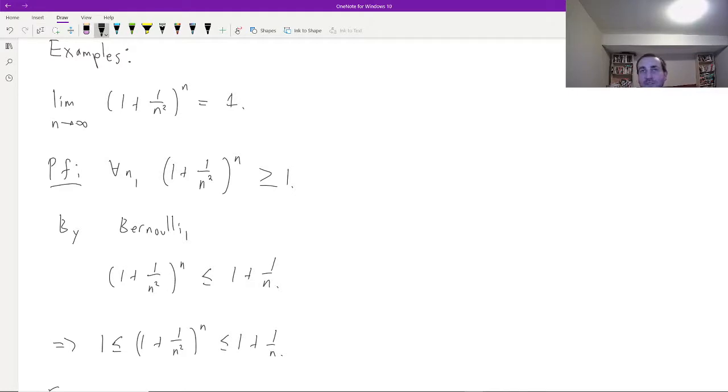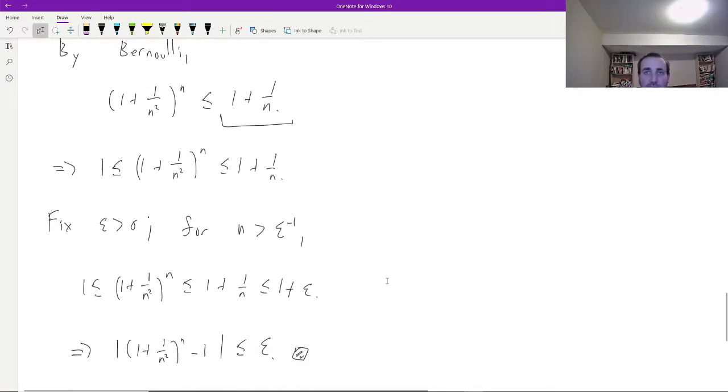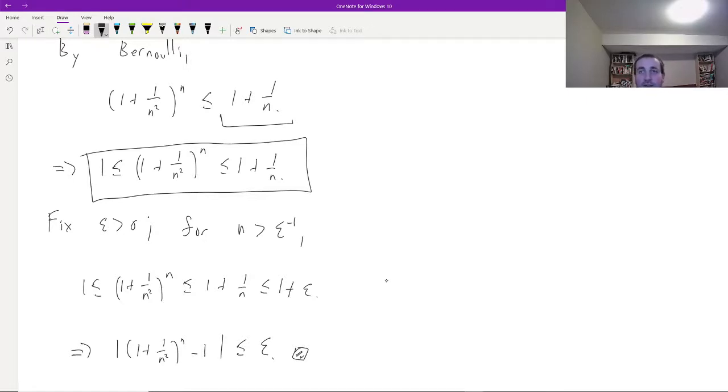So before I actually sort of do the formal bit of the proof with all of the epsilons and so on, I'm just going to do some preliminary calculations. For all integers n, of course, (1 plus 1 over n squared) to the n is bigger than 1. On the other hand, by Bernoulli's inequality, (1 plus 1 over n squared) to the n is less than 1 plus 1 over n. That just is Bernoulli's inequality. And so we find that the sequence is sandwiched between 1 and 1 plus 1 over n.